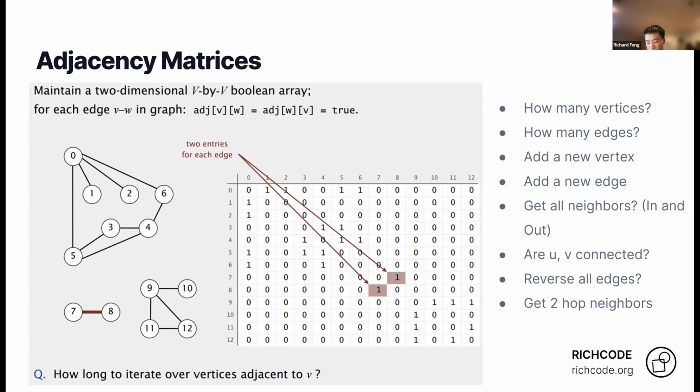And the last one, which is get two-hop neighbors. Two-hop neighbors are basically all the vertices that can be reached with a path of length 2. So for example, 4 and 0 are two-hop neighbors since we can connect them with a path length of 2. How should we do this?